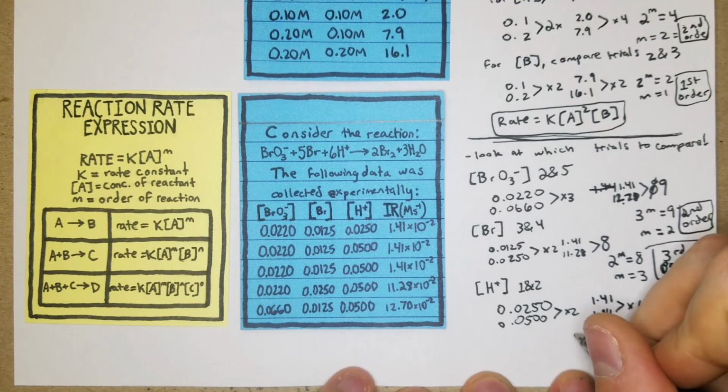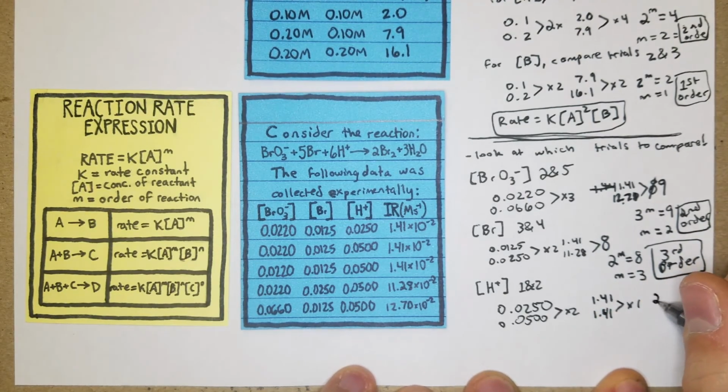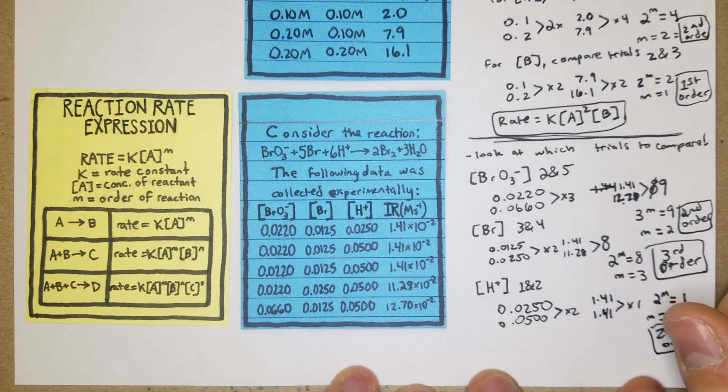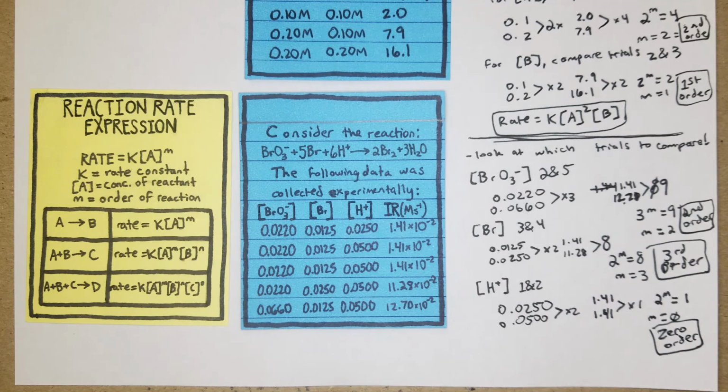So if you even need to go this far, we have 2 to the m equals 1, m equals 0. So for H+, it's going to be 0 order. And what's really significant about anything that's 0 order is that adding any amount of H+ to this reaction will not speed it up in any way. So it's of 0 relevance to the reaction in a sense.